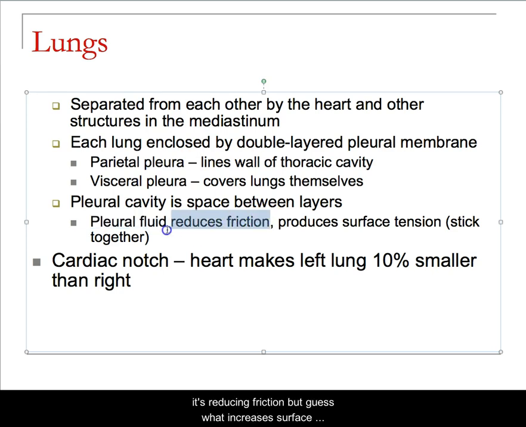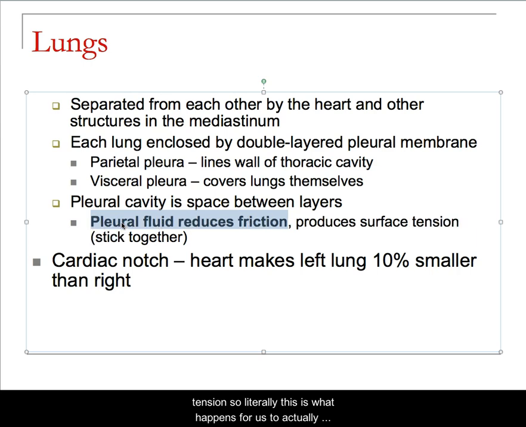Let's see if I can do this without making everything disappear this time. Yes! Fantastic. Okay? But here's the tricky part. Yes, it's reducing friction, but guess what? It increases surface tension. So as you literally, what happens for us to actually inhale, we actually pull the lungs larger, and I'll explain how that happens in a minute.